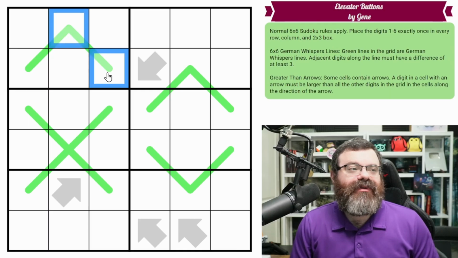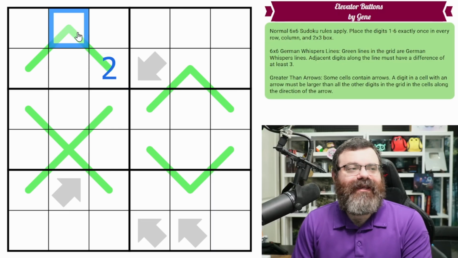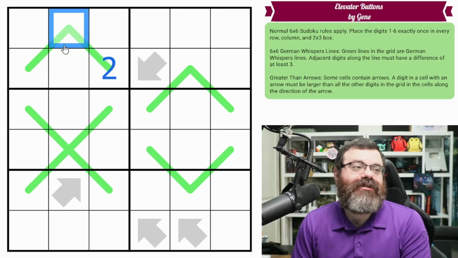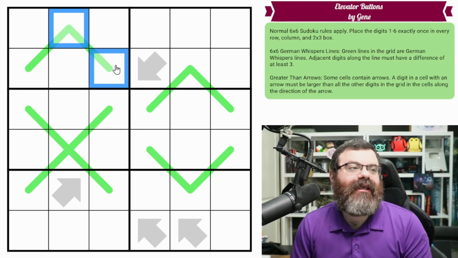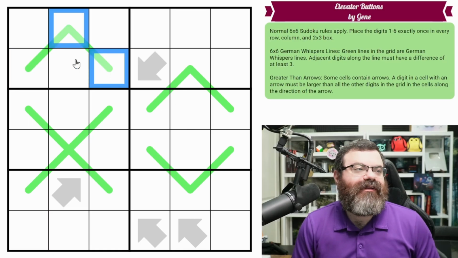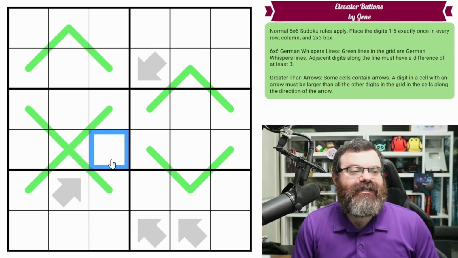So what those do is any two adjacent digits on the line have to have a difference of at least 3. So if this was 2, this one needs to be at least 3 away from it. So our options are 5 or 6. 5 is 3 away, 6 is 4 away. Can't do something like a 3 because that's 1 away. Can't do a 4 because that's 2 away. That's not at least 3. That's true of every pair of digits along the line. So these two, these two, these two, etc.